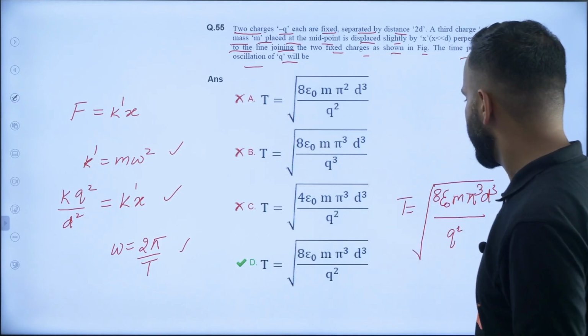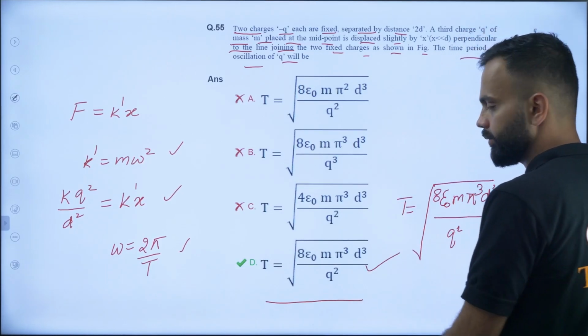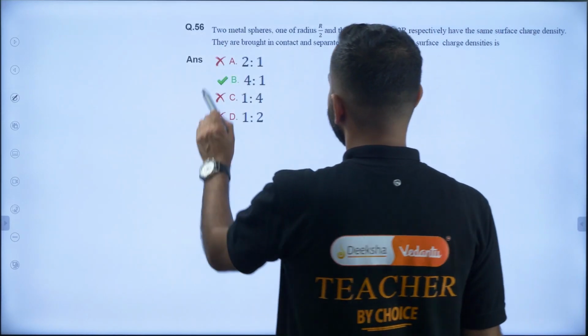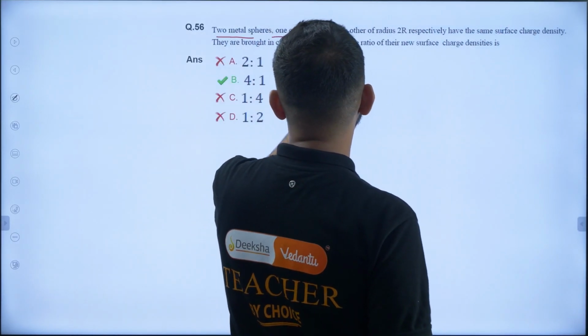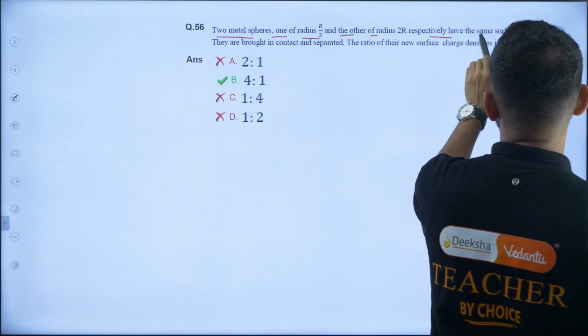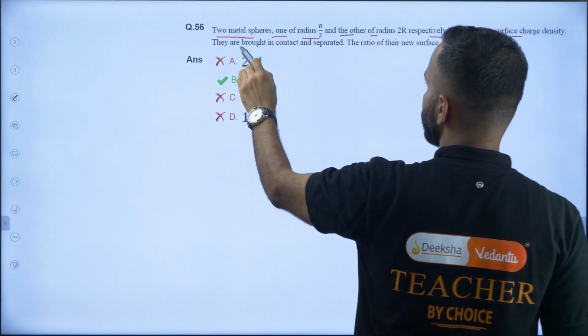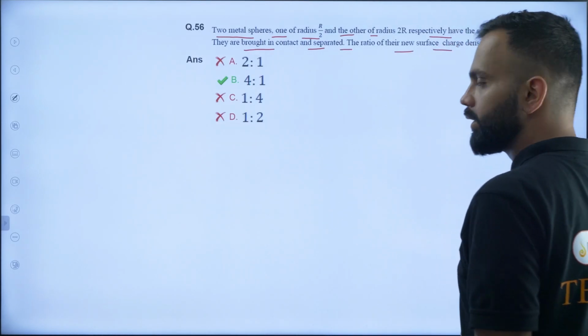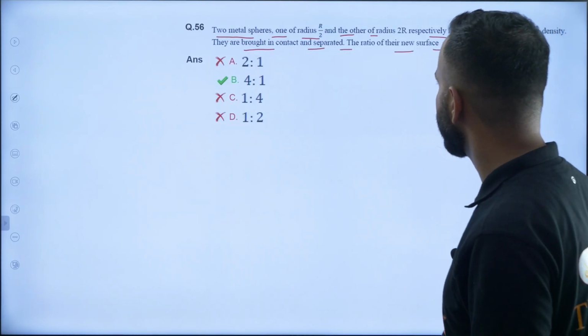Okay, yeah, so the correct option is D. Understood? Next question, question number 56. Two metal spheres, one of radius r by 2 and the other of radius 2r respectively, have the same surface charge density. They are brought in contact and separated. The ratio of their new surface charge density is, again this one is also simple, right?